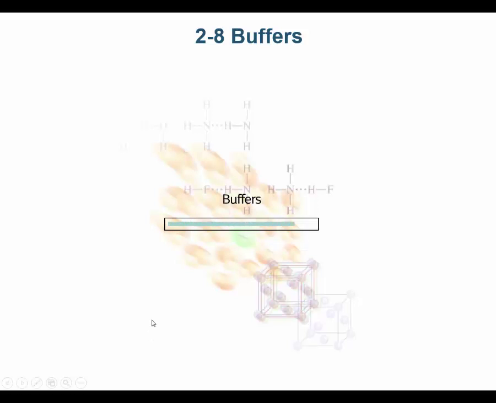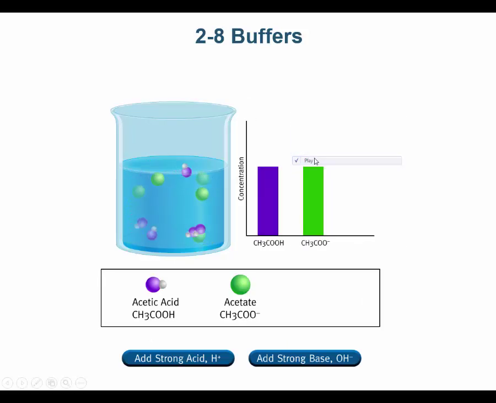Buffers. A buffer is an aqueous solution containing both a weak acid and a weak base that are a conjugate acid-base pair. The buffer shown contains the weak acid acetic acid and its conjugate base acetate. These species are dissolved in water. Water molecules are not shown in this animation to draw focus to the buffer components. A buffer solution has the ability to resist changes in pH upon the addition of small amounts of either acid or base. Choose to add a strong acid or a strong base to the buffer by clicking one of the buttons.